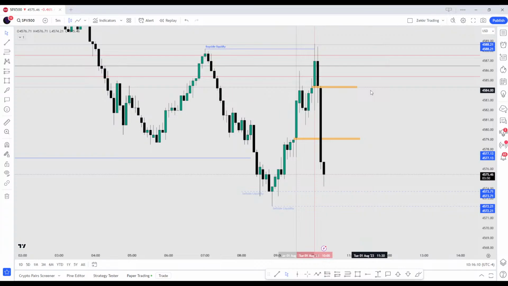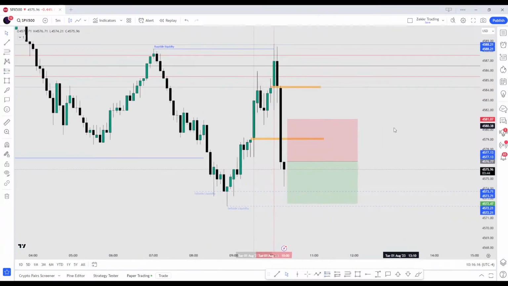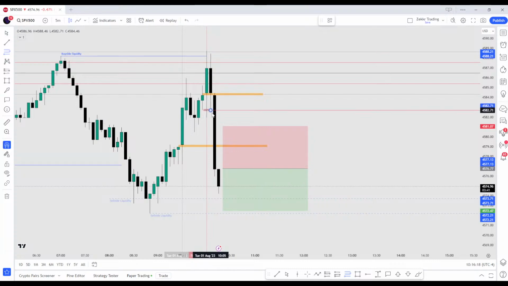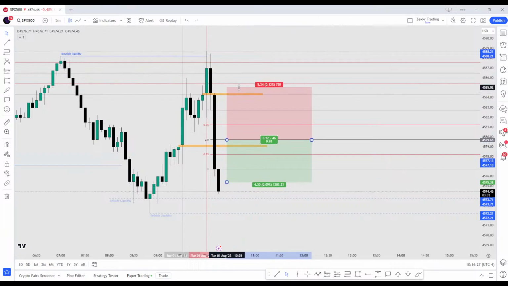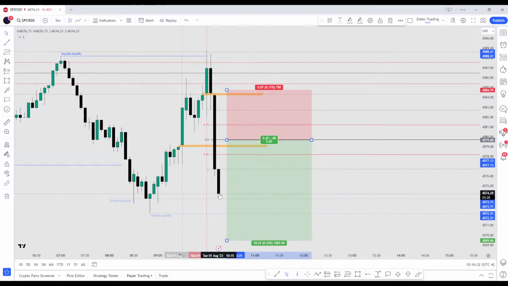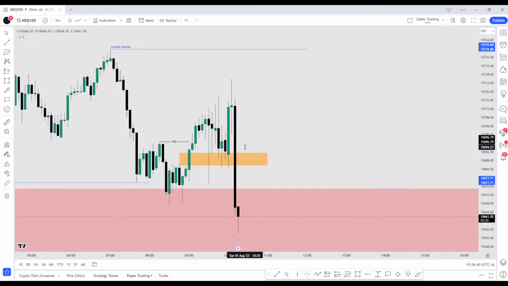That's a big displacement. To be honest, my entry would have to be at the 50% of the fair value gap at least, because this is just too big. So 5 handles, 10. If you take the liquidity before the entry, I'm gonna look for longs. That's where the real deal happens.